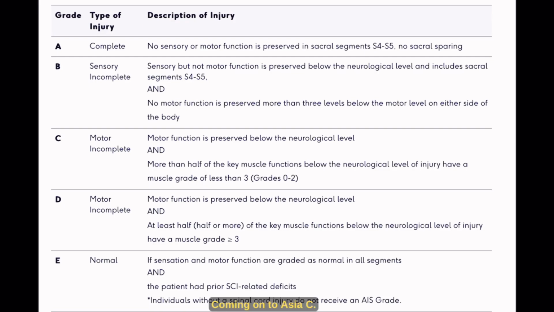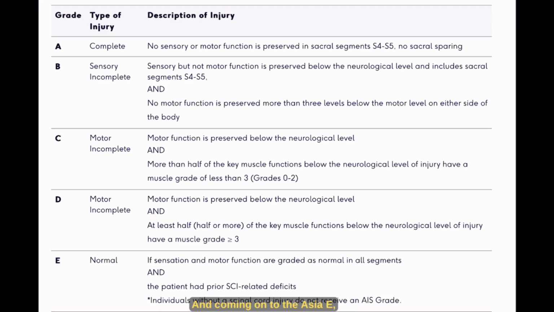Coming on to ASIA C, that is motor incomplete. Now the motor function is preserved below the neurological level, and more than half of the key muscle functions below the neurological level of injury have a muscle grade of less than 3, not greater than 3, in motor incomplete ASIA C. But in ASIA D, which is also motor incomplete, the motor function is preserved and at least half of the key muscle functions below the neurological level have a muscle grade greater than or equal to 3.